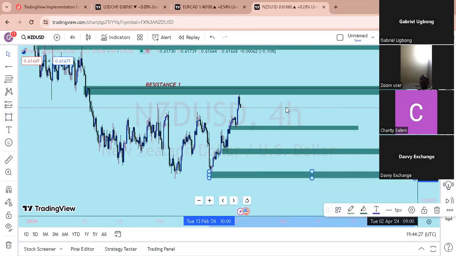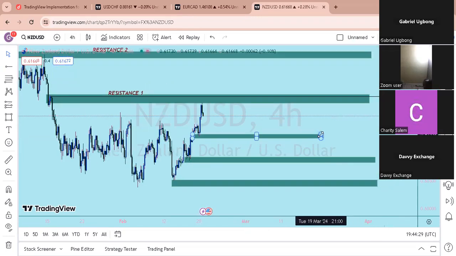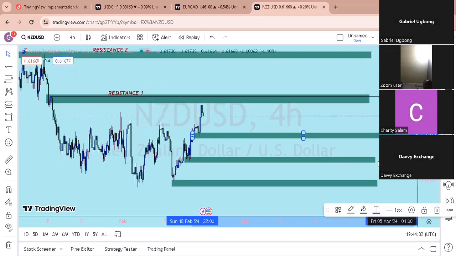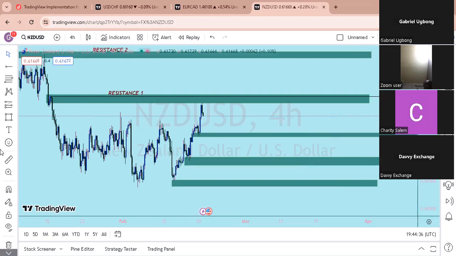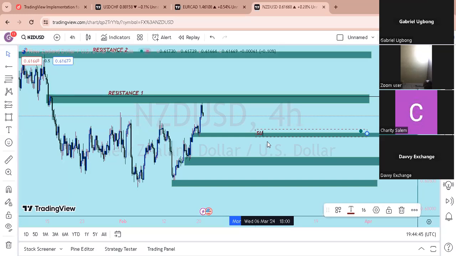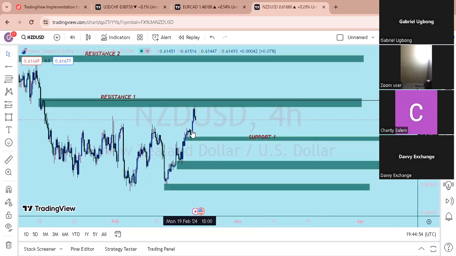Okay, so now I will teach you another thing. What do I do now? I pick my text tool and I'm going to label the place. I'm going to label it support 1. So even this market is going to break this because the market is on a bearish.